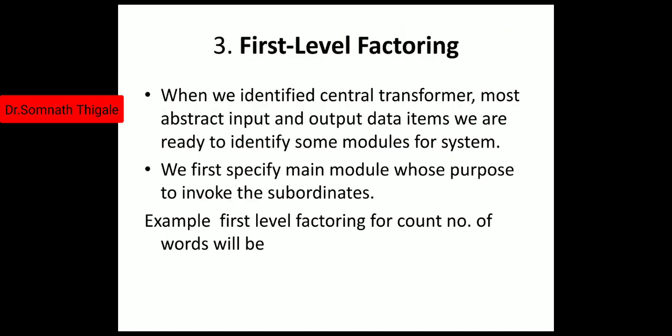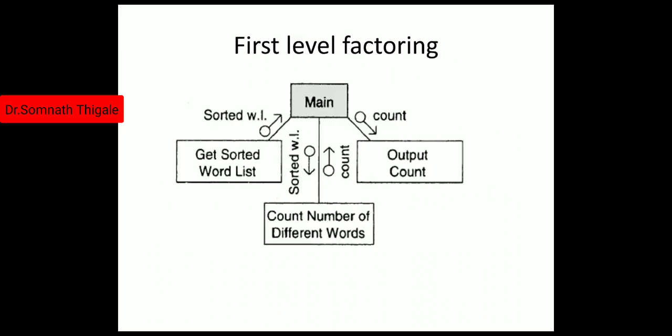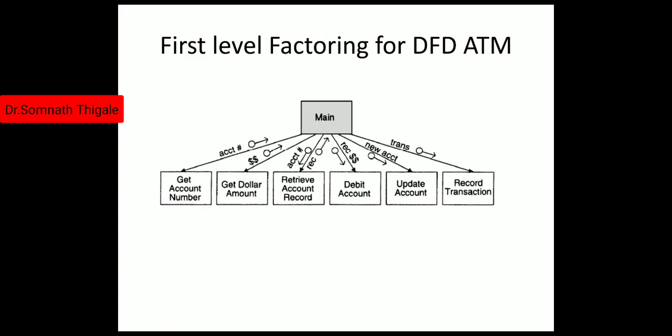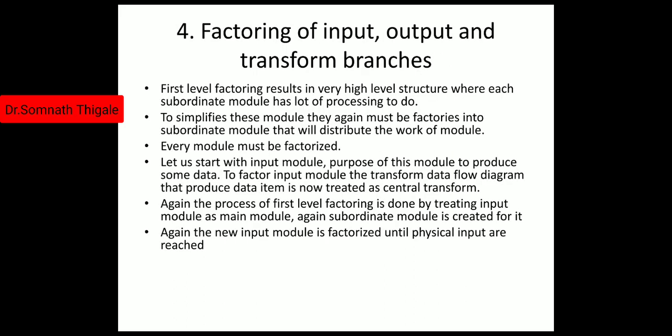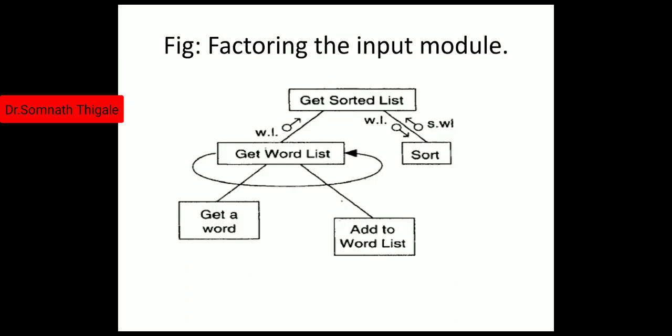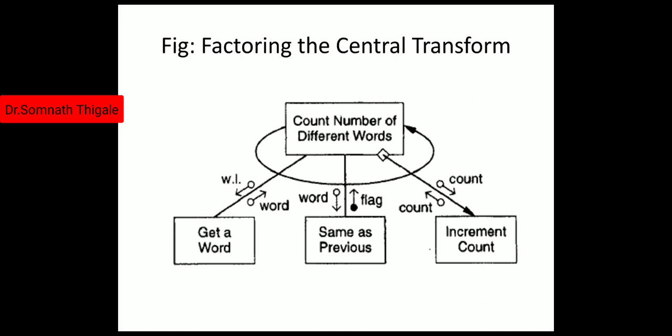Now third is first level factoring, means dividing it into further levels. This is first level factoring of the common thing, word list, counting the number of words. First level factoring for the data flow diagram. Second is factoring of input, means we will repeat step number 3. Earlier we repeated it for the whole module. Now we will concentrate only on input, output and transform branches. So this is for the input module, get sorted list. This is for the central module.